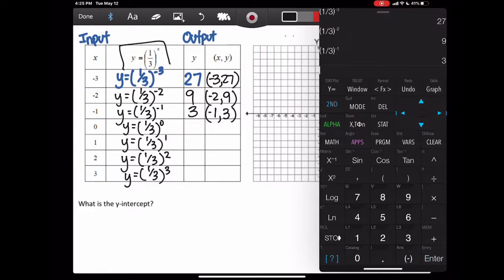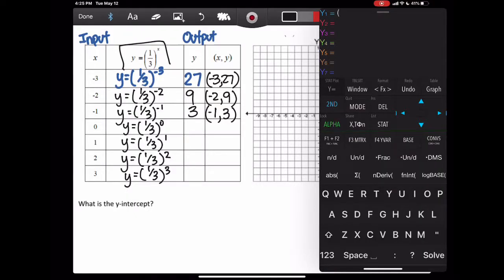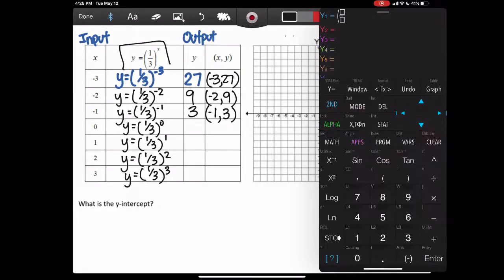Well, where do I go on my calculator to put an equation solved for y? I'm going to go to y equals here, and I'm going to type in exactly what I see. And I see parentheses. I'm going to hit alpha y equals and this n divided by d to bring up those two boxes. You do not have to do it that way. You could have just done 1 divided by 3. I just like to make it look exactly as I see it. And then I'm going to raise that to the x power. You're going to type in what you see right here, your original problem in y equals.